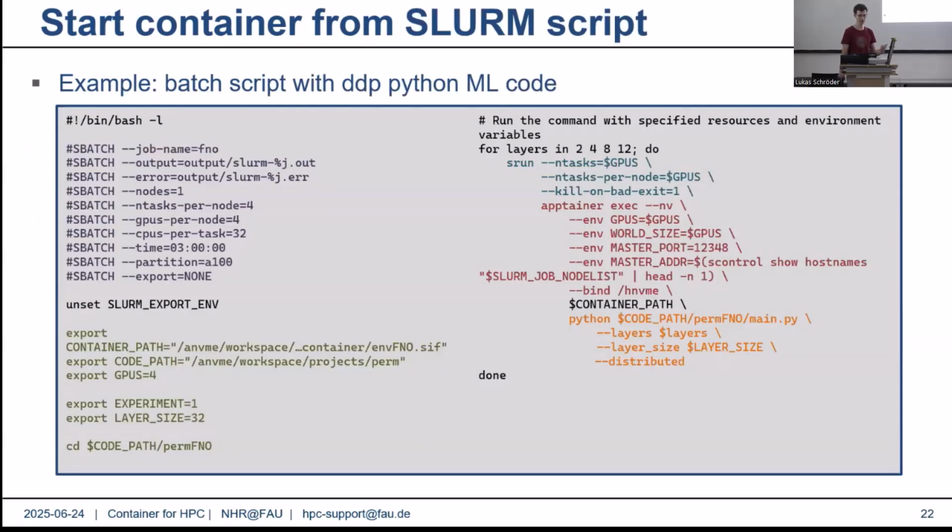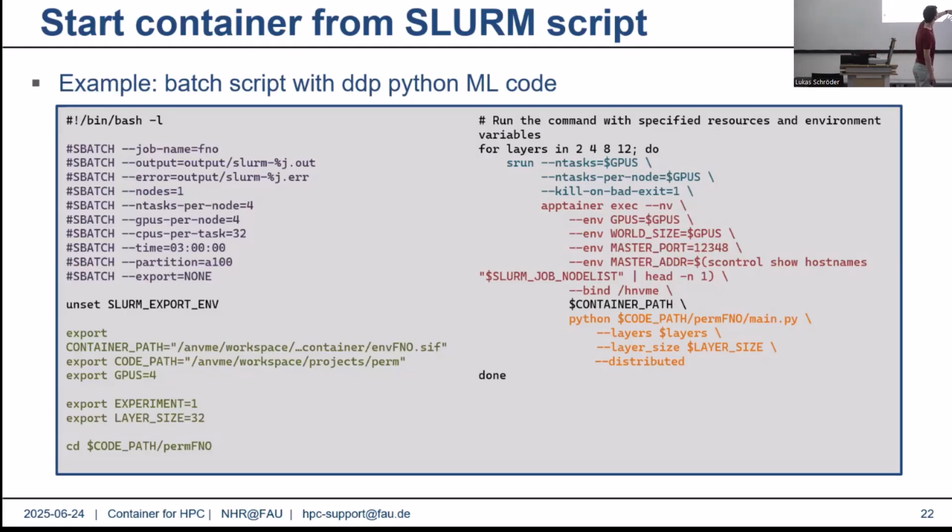So this is just an example from what I actually use from a Slurm script for data parallel Python machine learning code. So it's like a usual batch script. I use 4 GPUs, for example. Then I export where my container is, where my code is. Then I set some parameters that I'm interested in. I go to my directory where my Python code is.